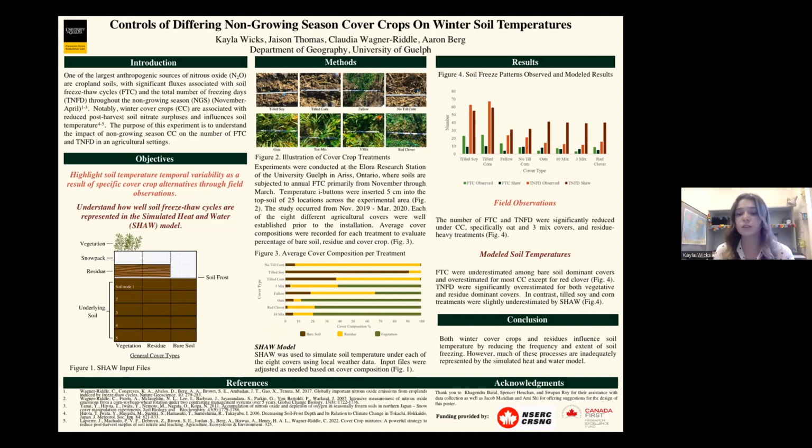The main conclusions of this study were that both winter cover crops and residue influence soil temperature by reducing the frequency and extent of soil freezing, insulating the soil below. However, much of these processes are inadequately represented by the simulated heat and water model.